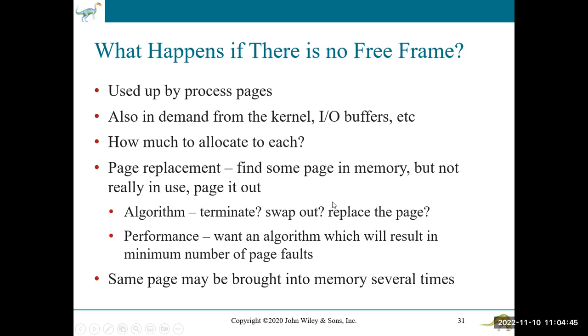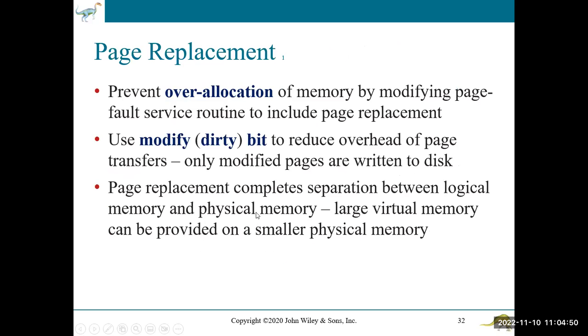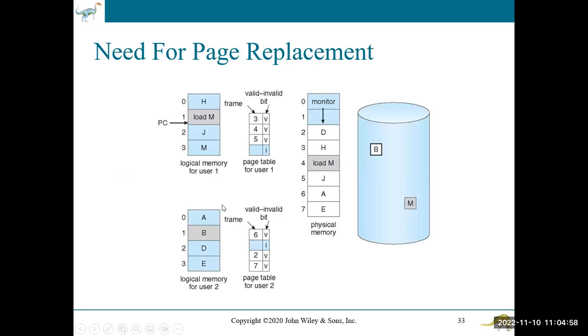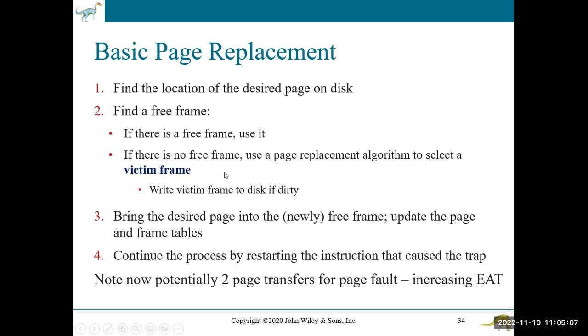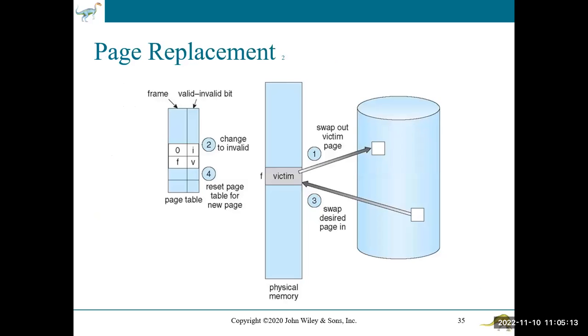So you have algorithms to help if there's no free frame available. So overallocation, corruption of bits. This is one thing that's part of the finer points of virtual memory. Basic page replacement if you have corruption, right?